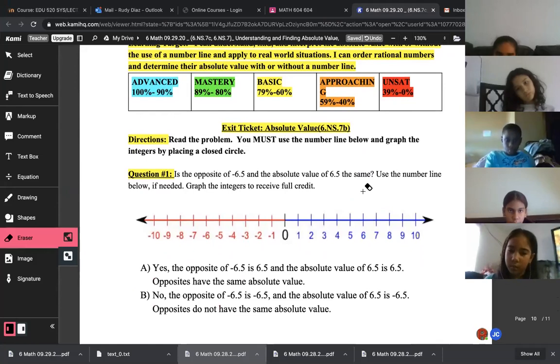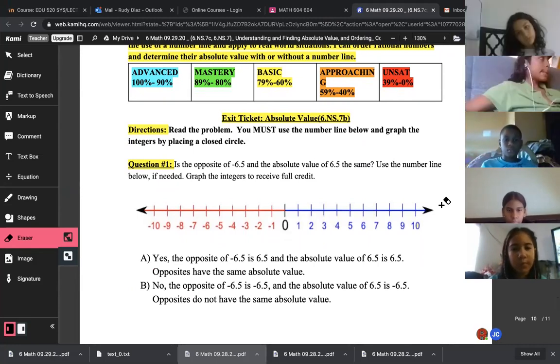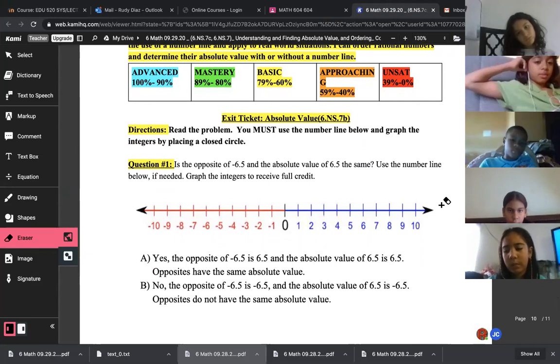Is the opposite of -6.5 and the absolute value of 6.5 the same? Who remembers from the very beginning? I think it was problem 1. What did we discover about opposites? Leanna, go. What did we discover about opposites on a number line? Do they have the same distance or not? They have the same distance.